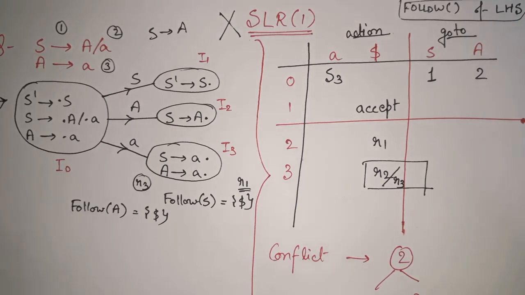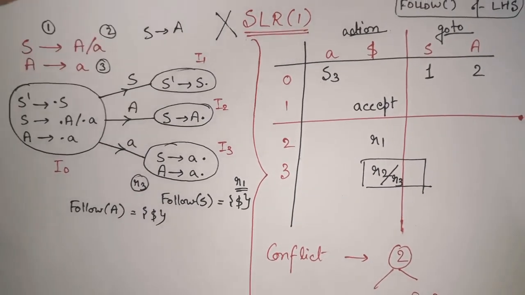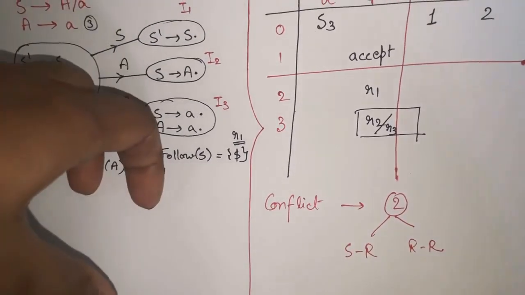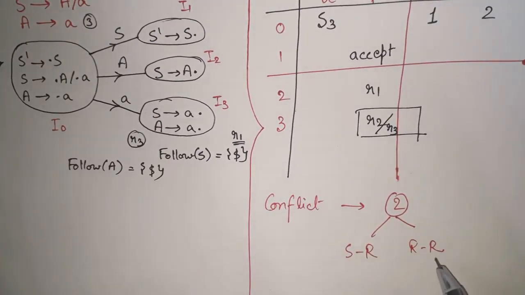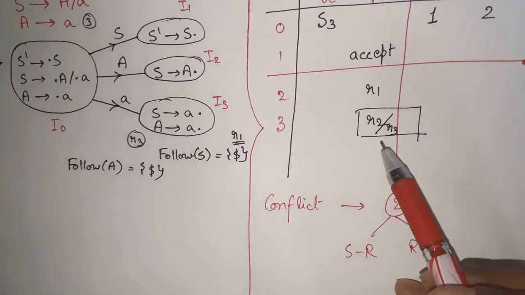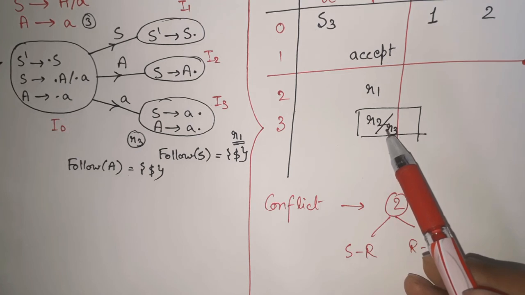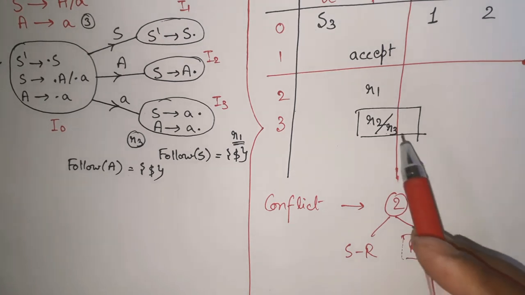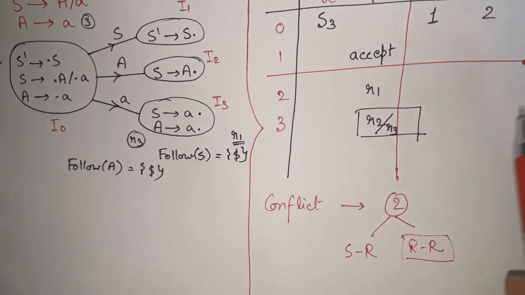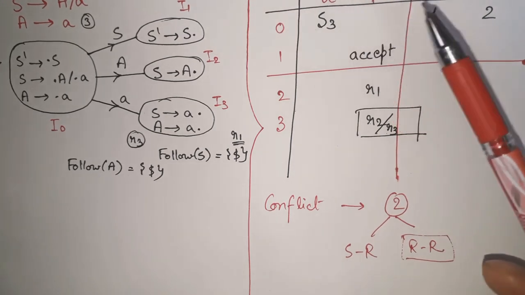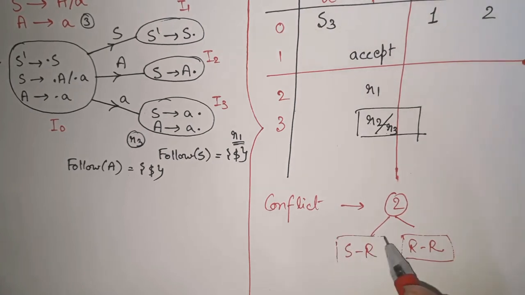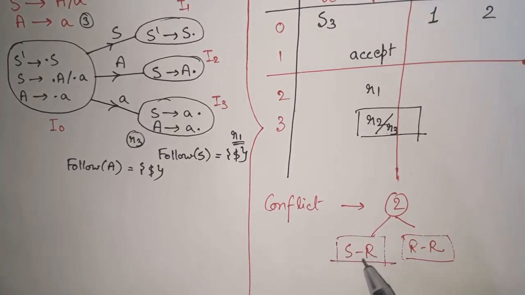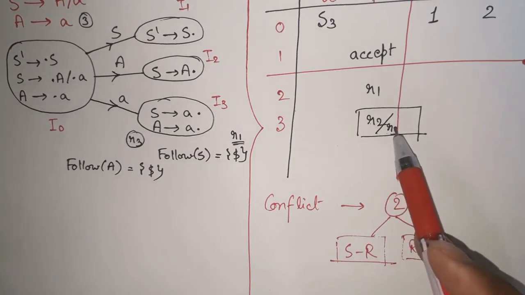What is SR conflict? Shift reduce conflict. SR conflict is nothing but shift reduce conflict, and RR means reduce reduce conflict. The conflict we got here is what? We got two reductions at the same time. So this is known as reduce reduce conflict. That means two reduces will be there in the same cell. So we can say that there is a conflict, and in this case we have told that it is not SLR1. What is SR conflict? There will be one shift and one reduce at the same time. Reduce reduce we got, like this: two reductions in the same cell.